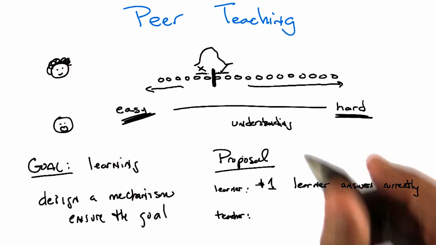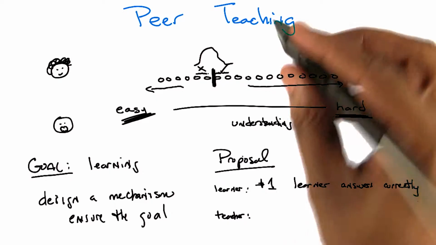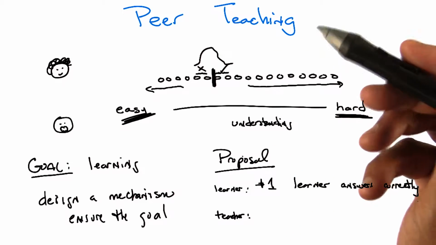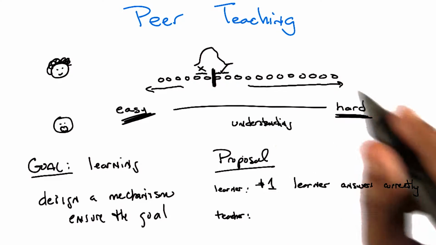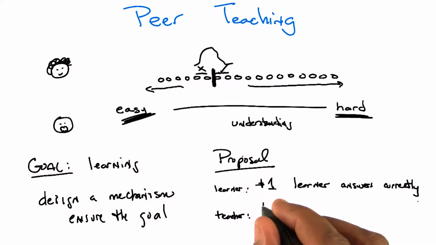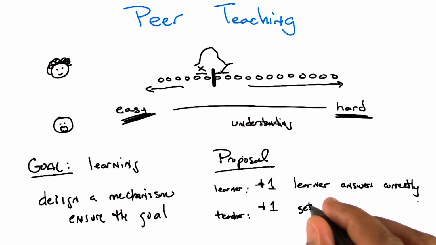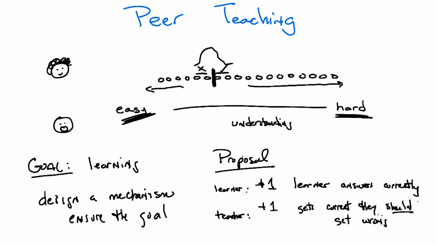And in fact, what I'm going to suggest we do is that you need to pick a line. Now, why should you pick one line over the other? Because I'm going to set up the incentive so that you get +1 anytime the learner answers correctly something they should get wrong. But you also get +1 whenever the student gets something incorrect that they should get right. So what does that mean?